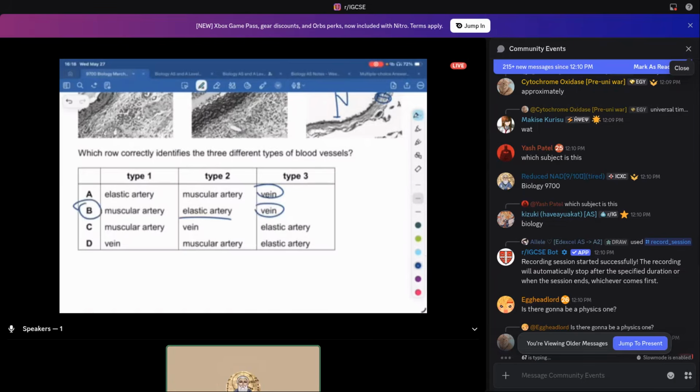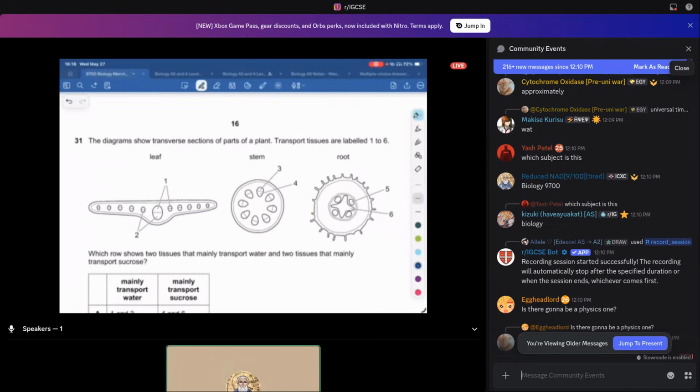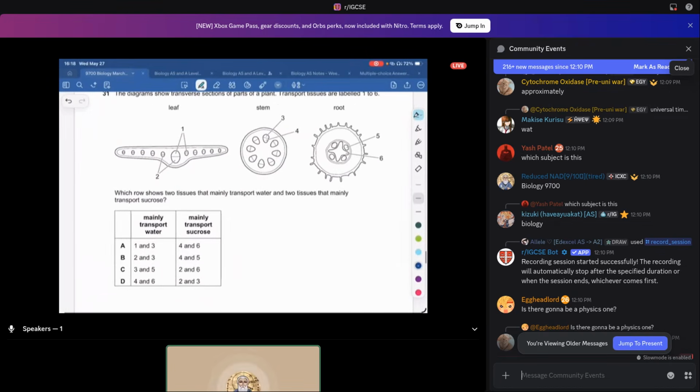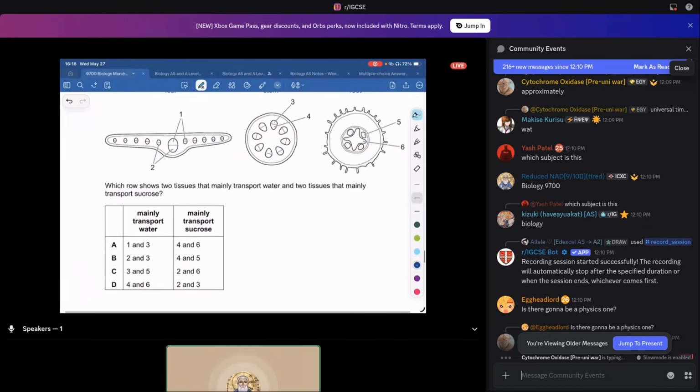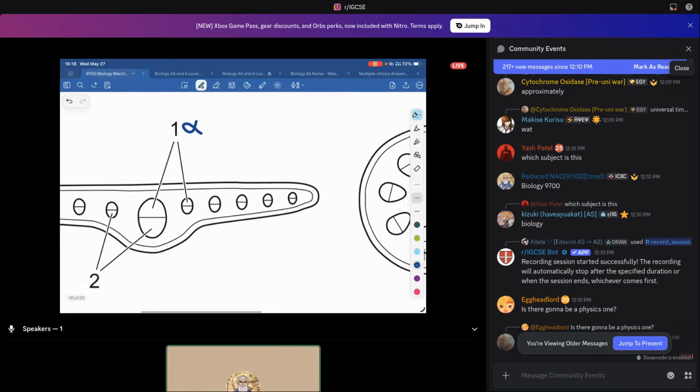So type 2 is obviously an elastic artery, and hence type 1 is a muscular artery. The answer is B. The diagram shows transverse sections of parts of a plant, labeled 1 to 6. Which row shows two tissues that mainly transport water and two tissues that mainly transport sucrose? Mainly transports water is the xylem.